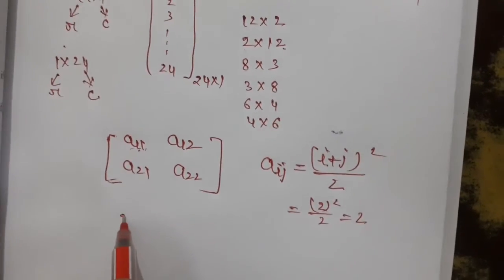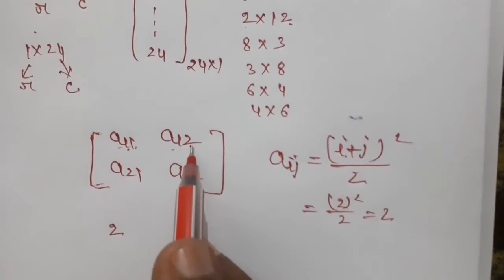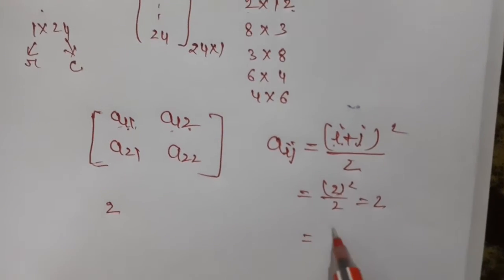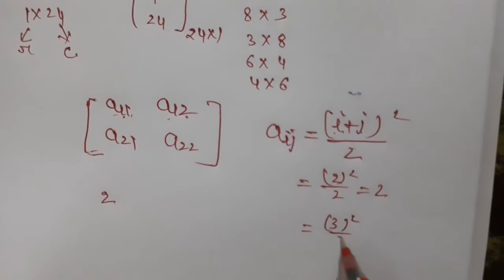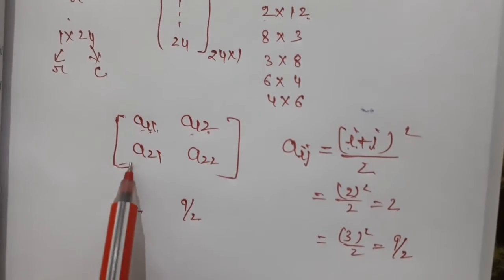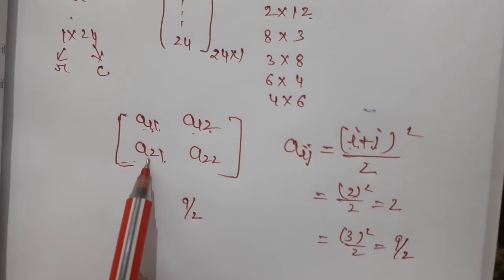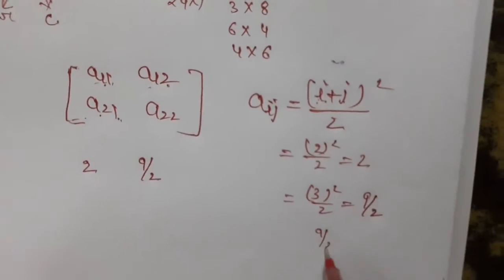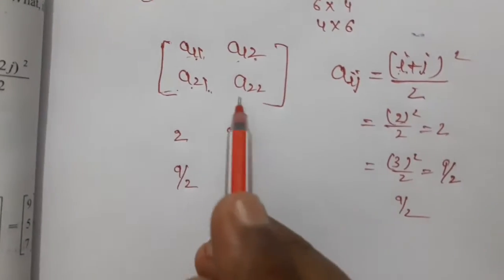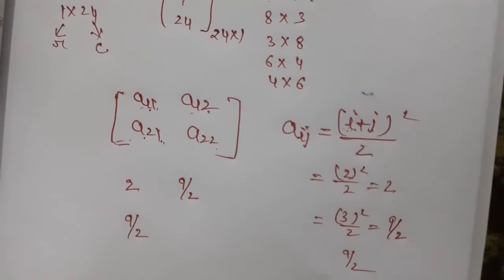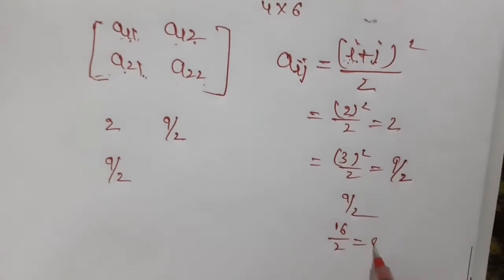This element is 2. A12: how can we find A12? Put i equal to 1, j equal to 2. Then you will get 3 square upon 2, means 9 by 2. Here the second element will be 9 by 2. A21: put i equal to 2, j equal to 1. Then this is again 9 by 2. Then A22: put i equal to 2, j equal to 2. 2 plus 2 is 4, 4 square is 16, 16 by 2 equals 8.